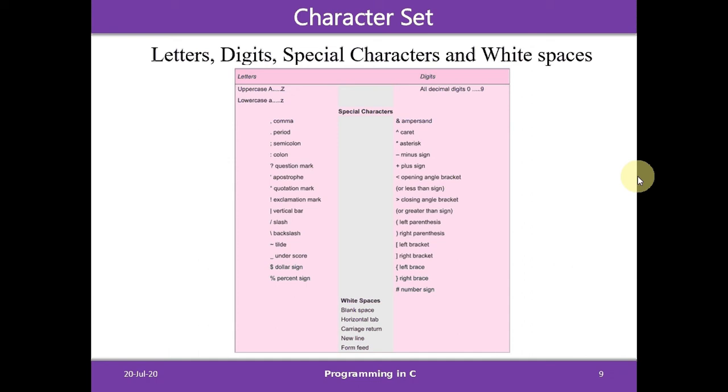And white spaces are another kind of special character. They are a blank space, if you need to specify a simple blank space. And a horizontal tab, which will format your output accordingly. There are also carriage return, new lines, and form feeds, and all these are special white spaces, mainly used in printf statements for the formatting of your output. So these are the character set that is available in the C language.